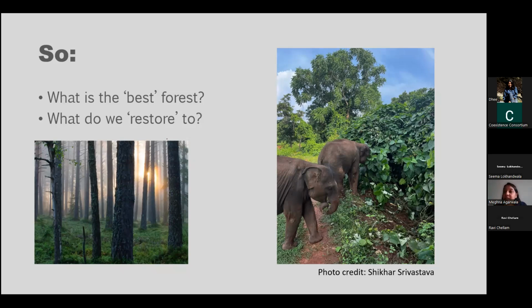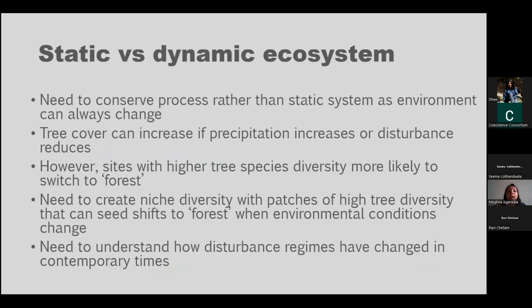The baseline becomes a lot more difficult because you saw the system has been changing across time, not just because precipitation has been changing, but also because disturbance regimes have been changing. And so ecological systems, we think of them as a static system. We need to conserve this forest, but actually systems are very dynamic. And rather than conserving the static system, we need to conserve the process. And in this case, the process seems to be that tree cover changes with change in precipitation and with disturbance.